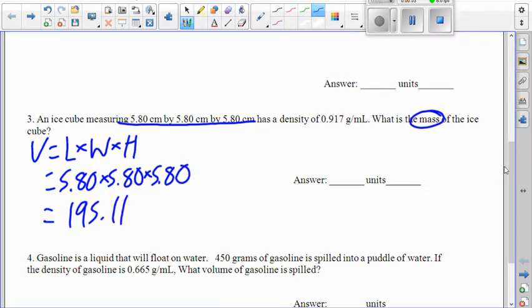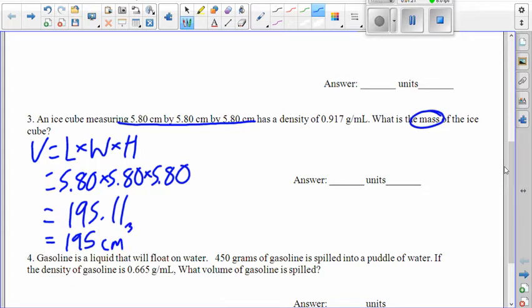Now, how many sig figs am I allowed to keep? 3. And when I say allowed, what I should really say is how many do I have to have exactly? No more, no less. It would be 3. So on my answer key, you'll notice that it says 195.11, but I have a little arrow that says 3 sig figs. I'm only allowed to use the first 3 sig figs. In this case, that would be 195 for our volume.